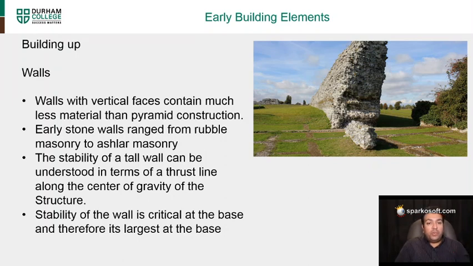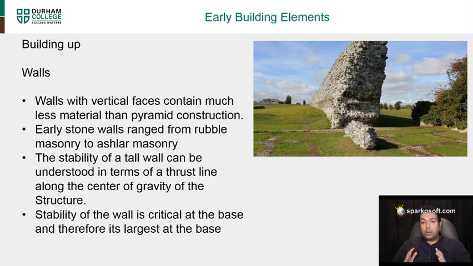Walls with vertical faces contain much less material than pyramid construction. Early stone walls range from rubble masonry to ashlar masonry. You can see an old wall construction here. The stability of the wall can be understood in terms of a thrust line along the center of gravity of the structure, as we go along the top.